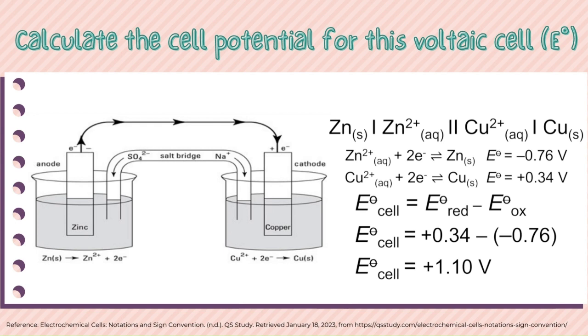The copper half cell has the more positive standard electrode potential value and will undergo reduction, so it will be the cathode, and the zinc half cell has the more negative standard electrode potential value, so it will undergo oxidation. It will be the anode. And now we have the value of the cell potential for this voltaic cell, which is positive 1.10 volts. The positive sign indicates that this is a spontaneous reaction.